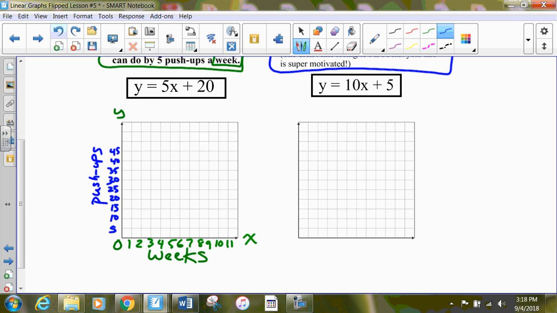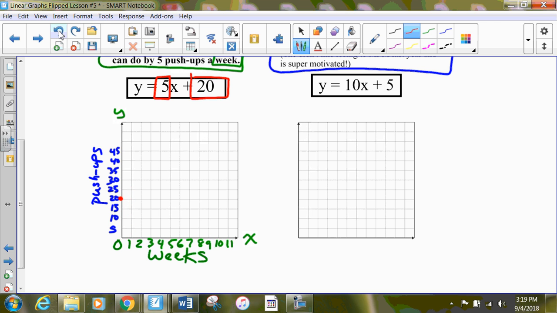So here we go. We see that our y-intercept is 20. So we're going to find there's our y-axis, there's the 20, there we start. And so our slope is 5. That means every week, Mr. Matcher does 5 more push-ups. So that means when we go from 20, we're going to rise up 5 over 1. That makes sense, right? Week 1, he's going to be able to do 25 push-ups.